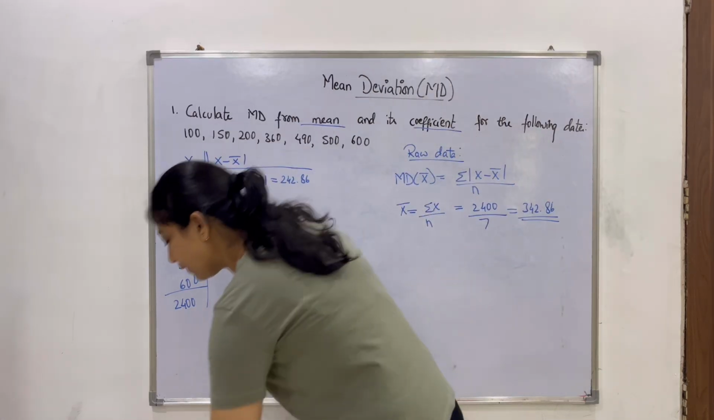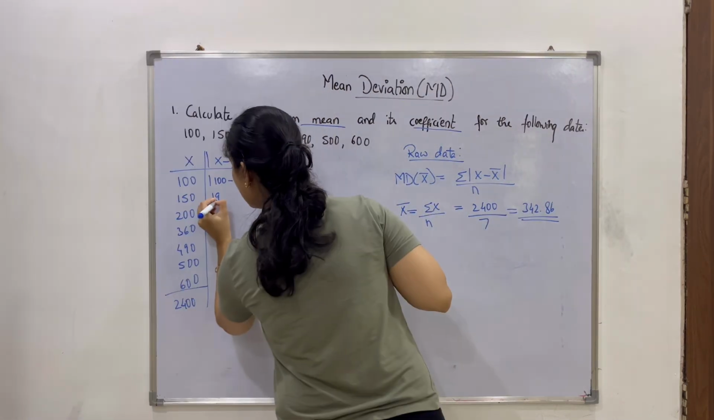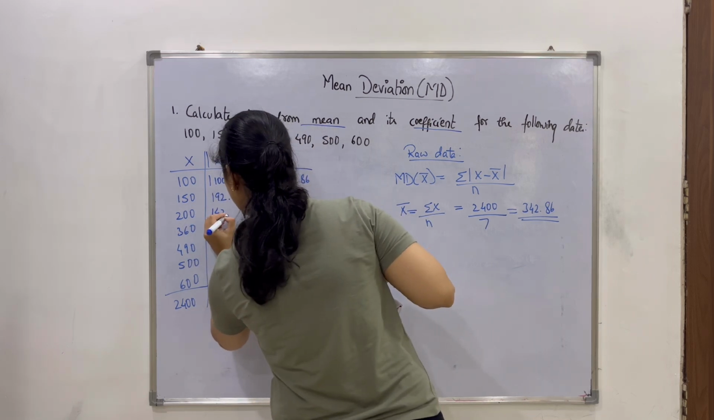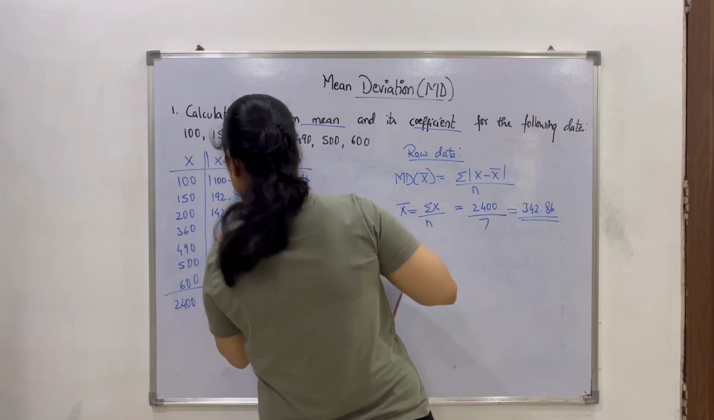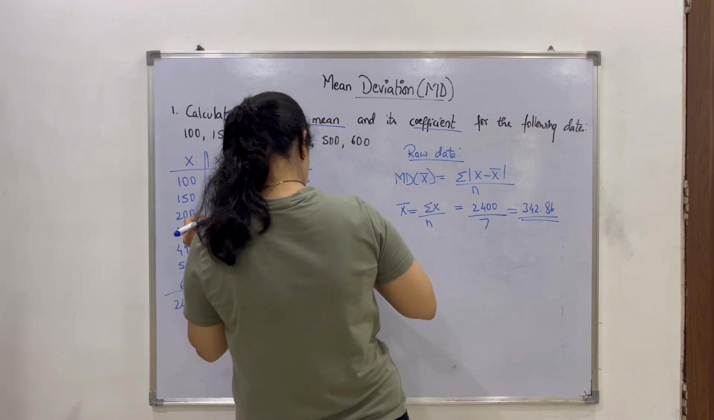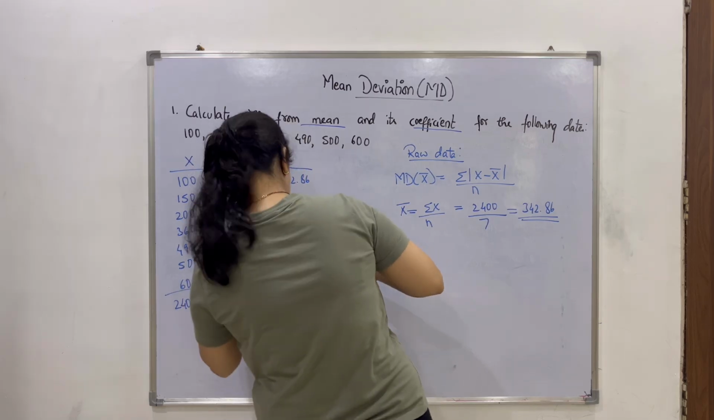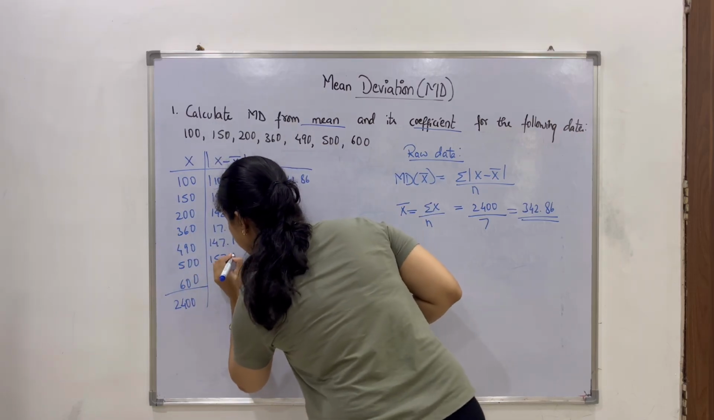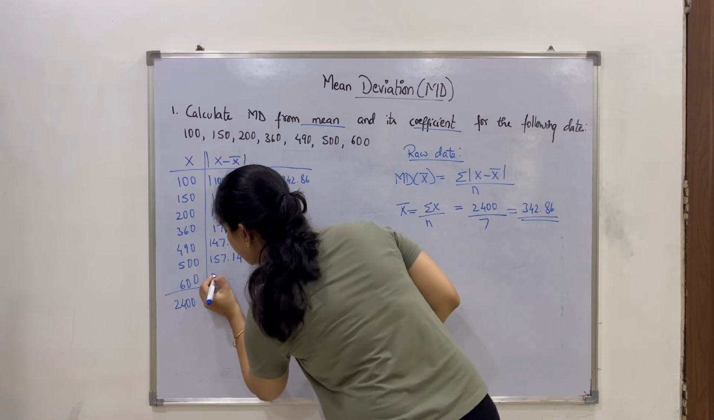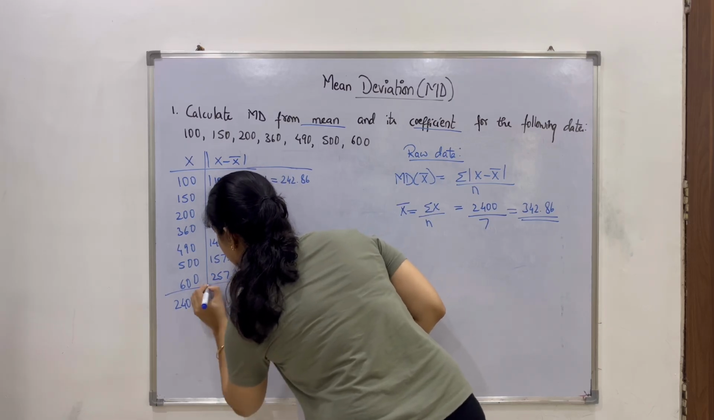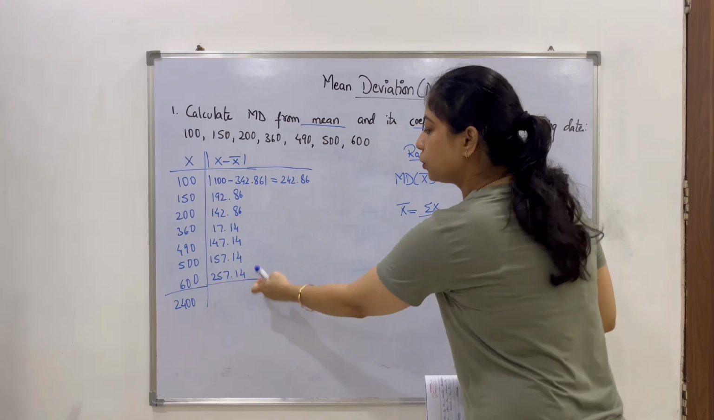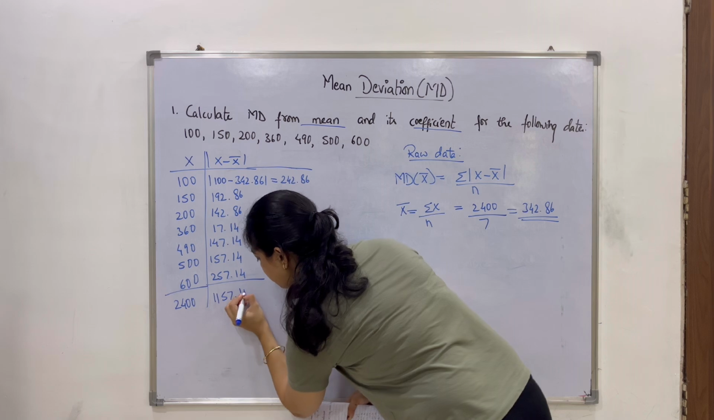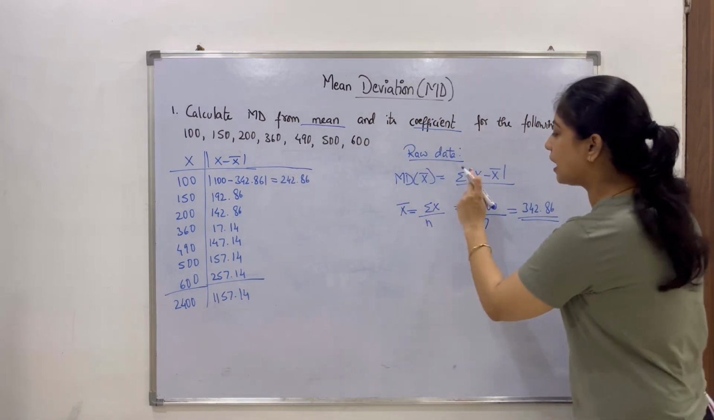Now let's find out the rest of the values. So your rest of the values are 192.86, 142.86, 17.14, 147.14, 157.14 and 257.14. Now we also need to take the total of these particular columns. So that is 1157.14. Now let's substitute this particular value in the formula.